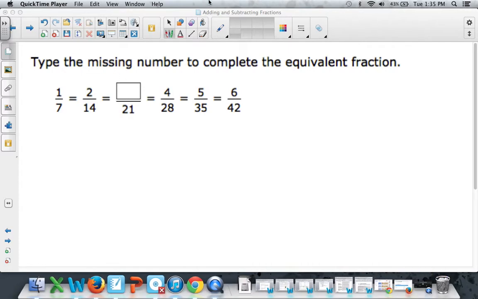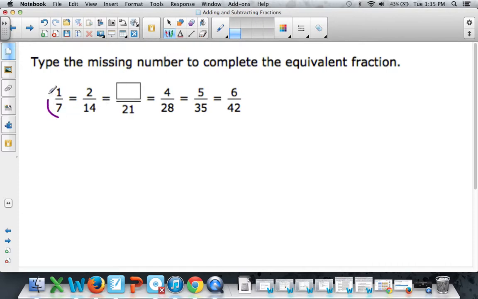Let's get to work. We've already been dealing with adding and subtracting fractions. Sometimes the denominator is the same. Sometimes the denominator is not the same. It's an unlike denominator. Whew! That's tougher. Let's warm up our brain a little bit by looking at all these equivalent fractions.